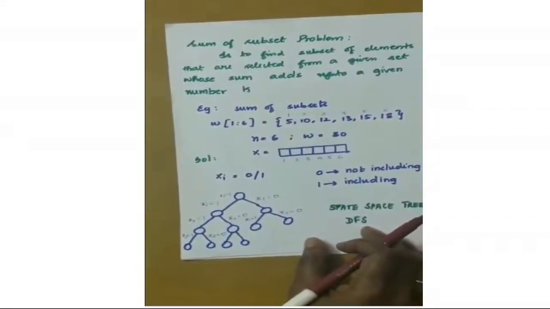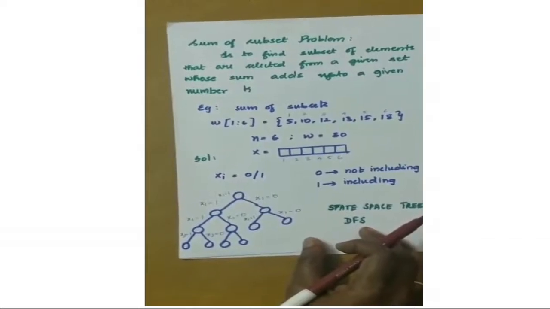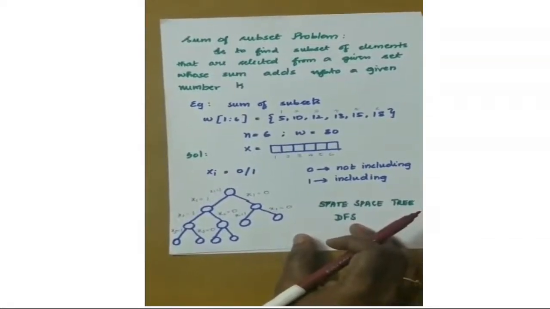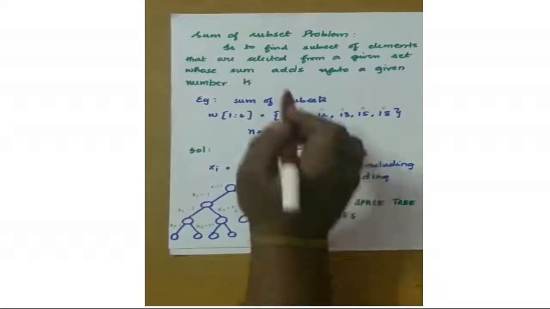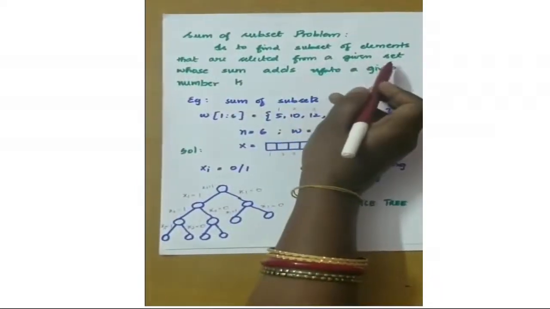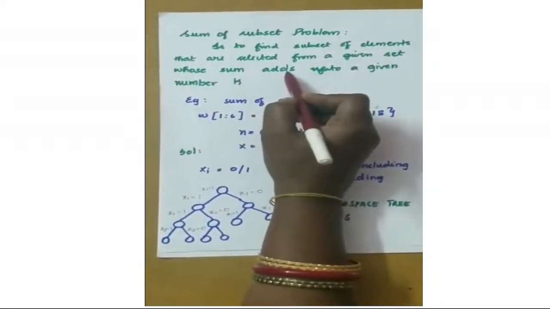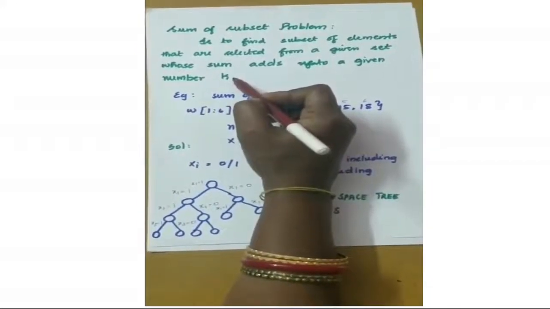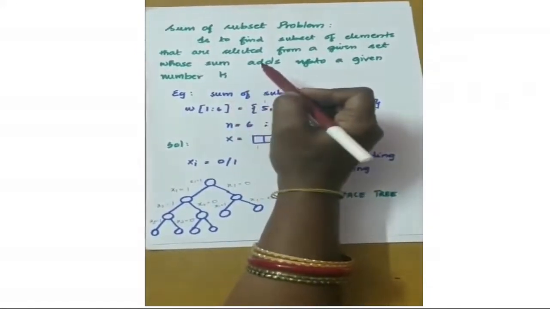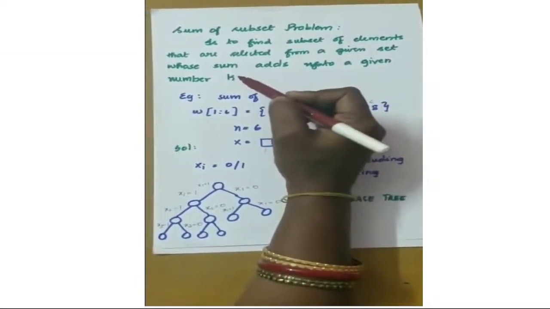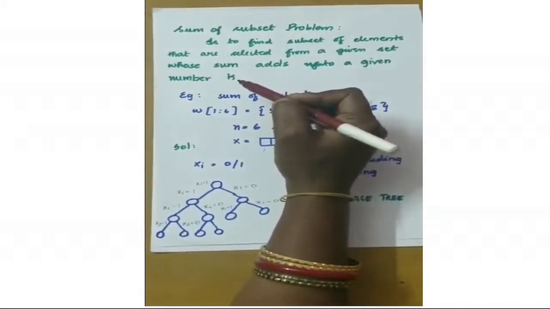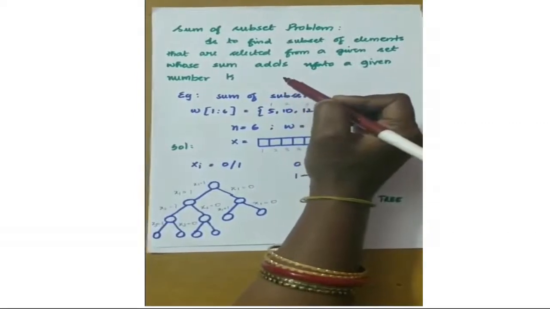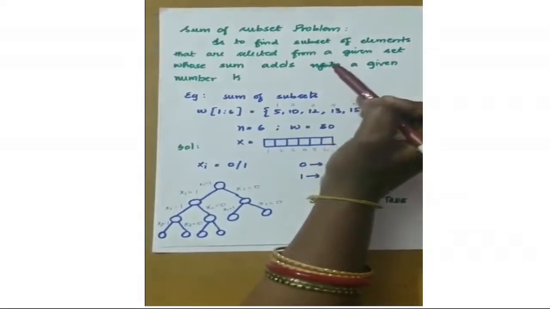So let us see the definition for the sum of subset problem. It is used to find a subset of elements that are selected from a given set whose sum adds up to a given number k. K is nothing but the weight which is assumed by the user. By having that number, we have to identify what are all the subsets in a set which satisfy k.